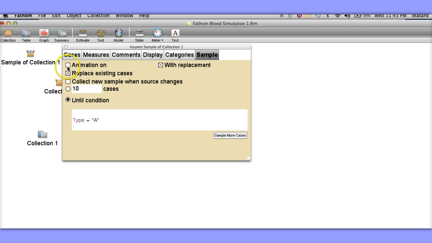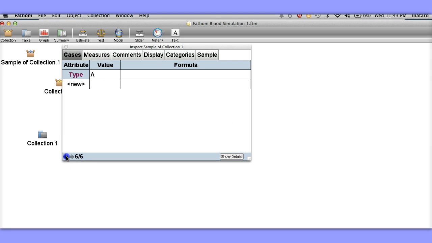Notice I turned the animation off so that doesn't waste time for us or freeze up the computer. And I'm going to leave with replacement on because I want to make sure there's a 40% chance of drawing a person with type A blood each time. So I need to keep the replacement on. And let's sample some more cases.